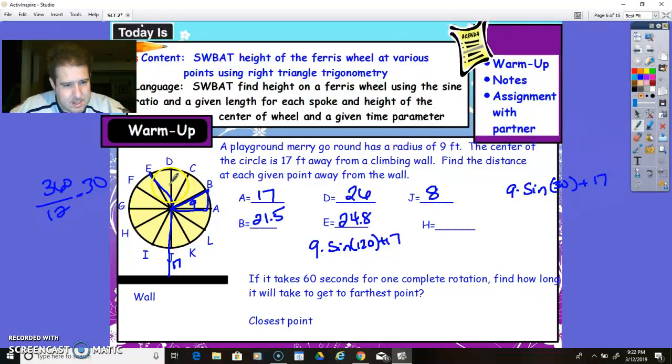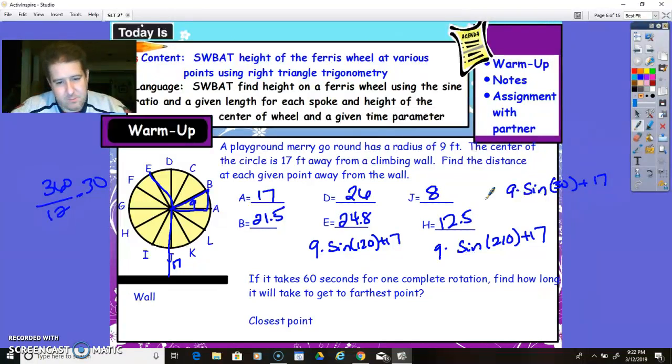That leaves me with H. H is 30, 60, 90, 120, 150, 180, and that would be 210. So 9 times sine of 210 plus the 17 for the center height, which would be 12.5.